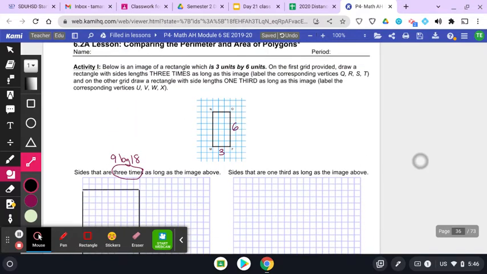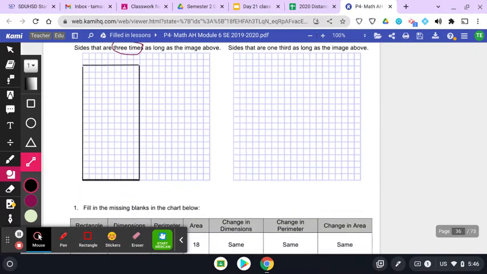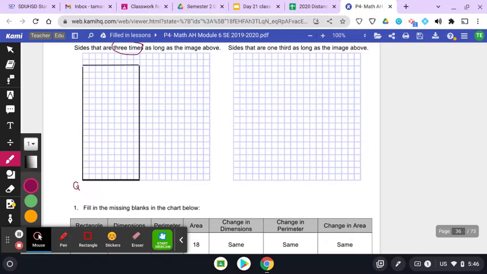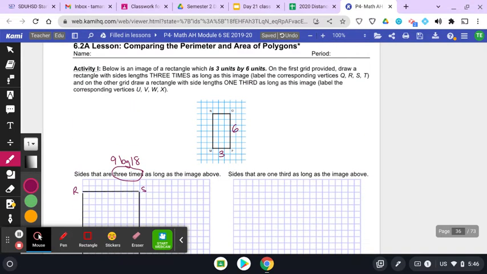It says to name the corresponding labels. So here, we're going to assume it's going alphabetically, M-N-O-P. So I need to go from the bottom corner, I need to go clockwise. So this would be my Q, this would be my R, this would be my S, and this would be my T.